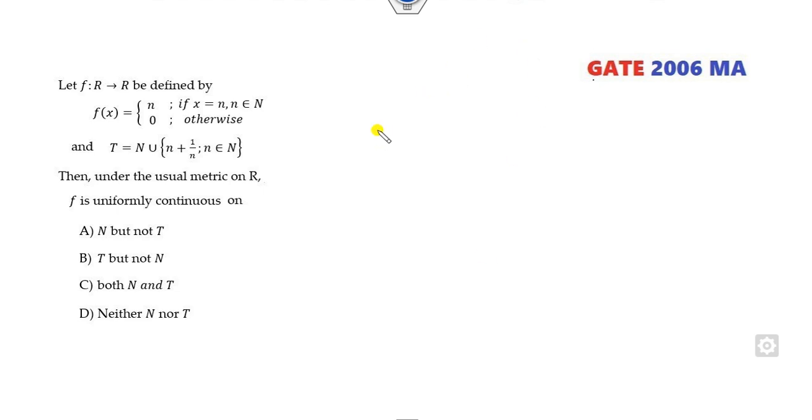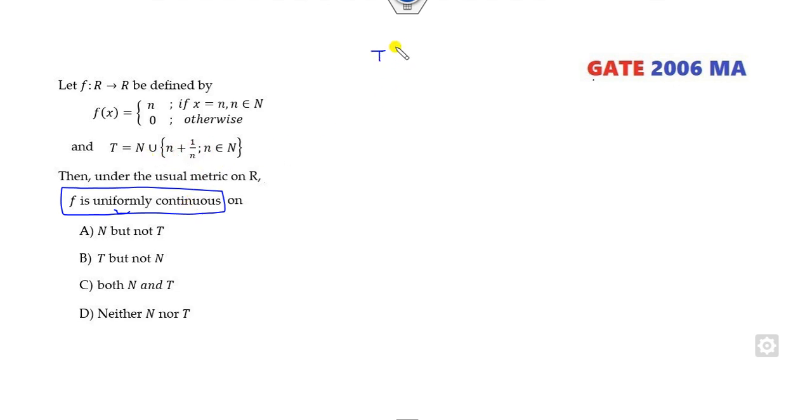Okay, look at this one. F is defined over here. T is my mapping. Which of the following is uniformly continuous? Fine. They are not talking about uniform convergence. They are talking about continuity. So look at the first case.